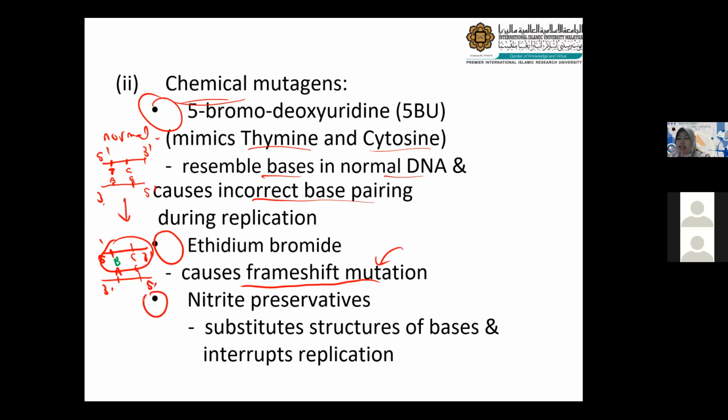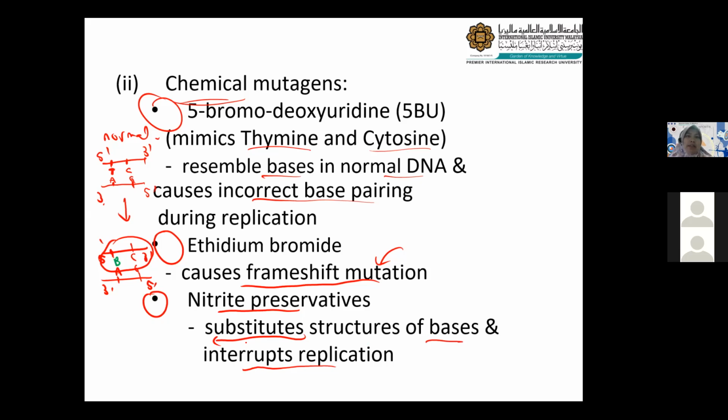And the third example is nitrite preservative. Bahan pengawet yang mempunyai nitrite. And what happened? Nitrite preservative substitutes the structure of bases and interrupts the process of replication. So dia akan menukarkan nitrogenous base. Tukar, substitute. Dia akan tukarkan base. Nanti kita akan tengok contoh-contoh lepas ni, right? And it will interrupt the process of replication.